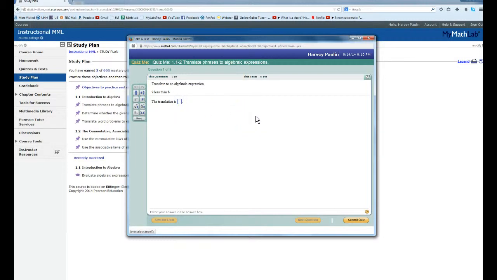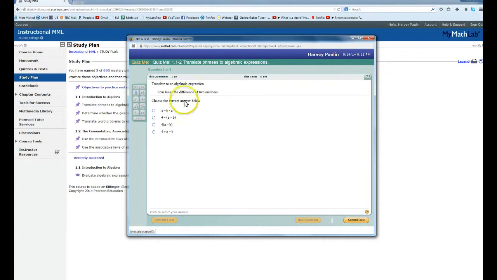So 9 less than B. Well, that's going to be B minus 9. Now, when I go to the next question, it doesn't allow me to go back. Here it's 39 increased by N. And since you haven't seen them, these were some of the same questions I had in the practice.